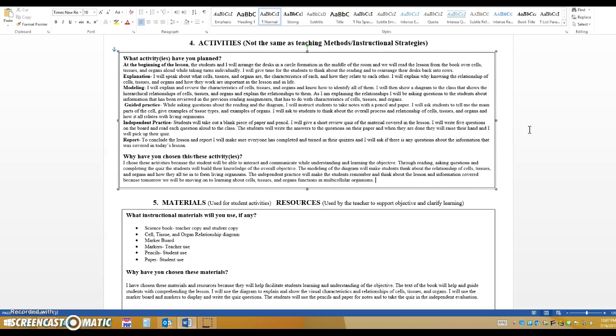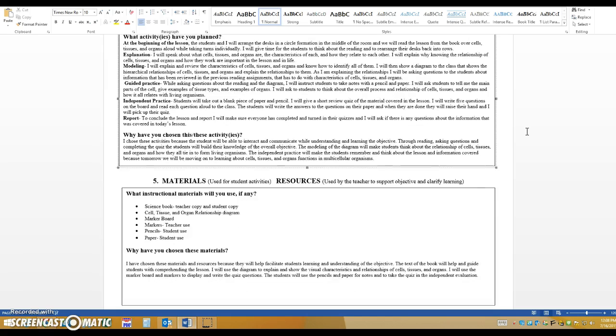Why have you chosen these activities? I chose these activities because the students will be able to interact and communicate while understanding and learning the objective. Through reading, asking questions, and completing the quiz, the students will build their knowledge of the overall objective. The modeling of the diagram will make students think about the relationship of cells, tissues, and organs and how they all tie in to form living organisms. The independent practice will make the students remember and think about the lesson and information covered, because tomorrow we'll be moving on to learning about cells, tissues, organs, and organ functions in multicellular organisms.